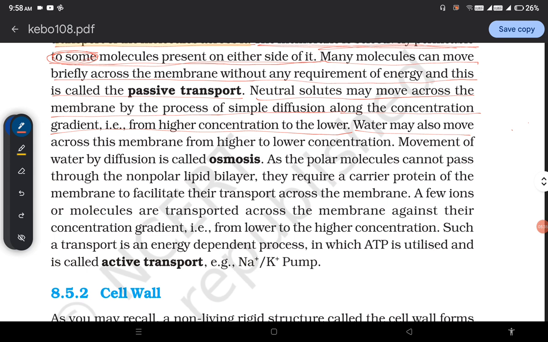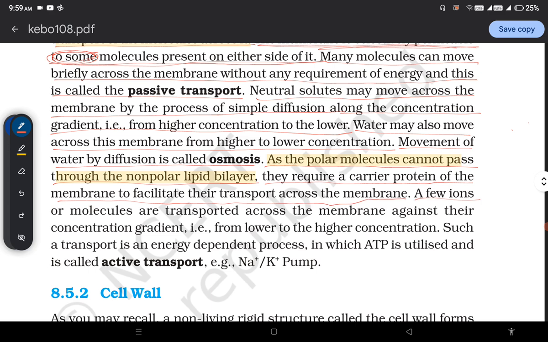Water may also move across the membrane from higher to lower concentration. Movement of water by diffusion is called osmosis. Polar molecules cannot pass through the non-polar lipid bilayer. They require the carrier protein of the membrane to facilitate the transport across the membrane.